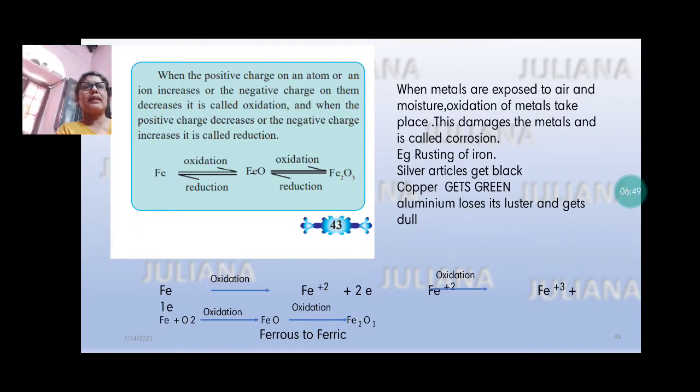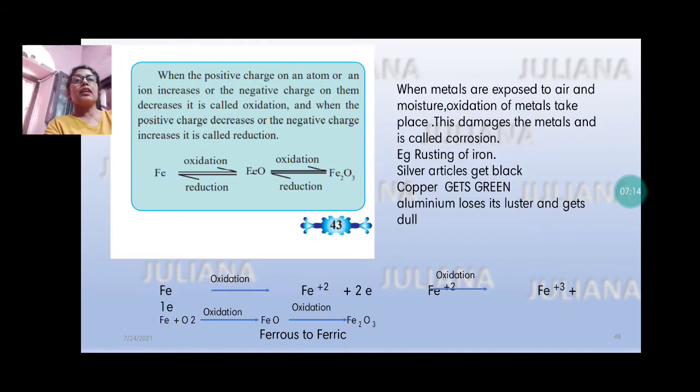It damages the metals. Examples are rusting of iron, blackening of silver articles, and copper becoming greenish in color, which is poisonous as well. Aluminium loses its luster and becomes dull. So corrosion is nothing but the addition of oxygen onto metals, thus bringing about their oxidation.